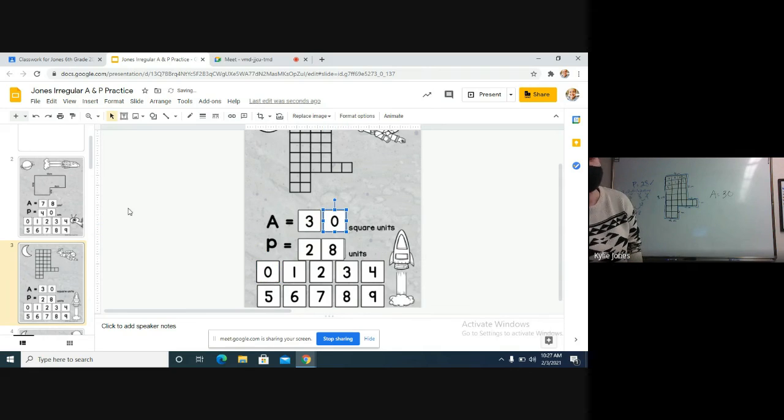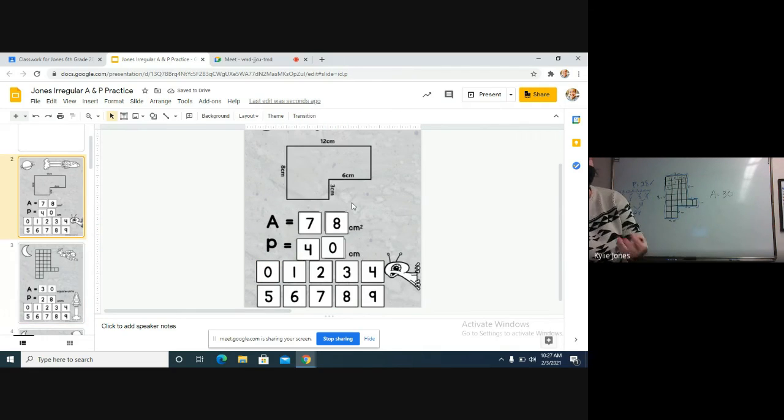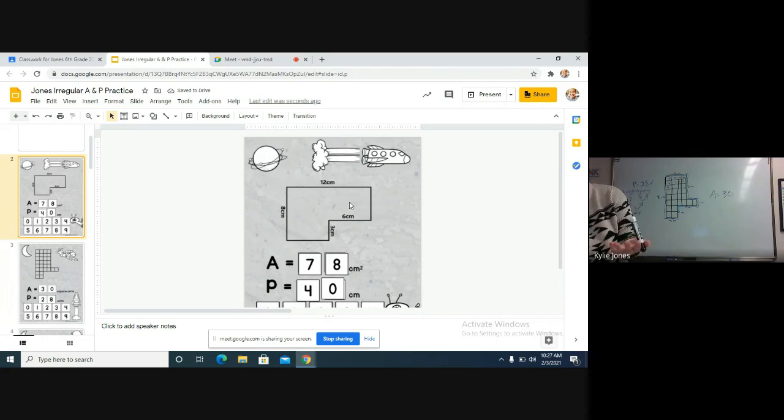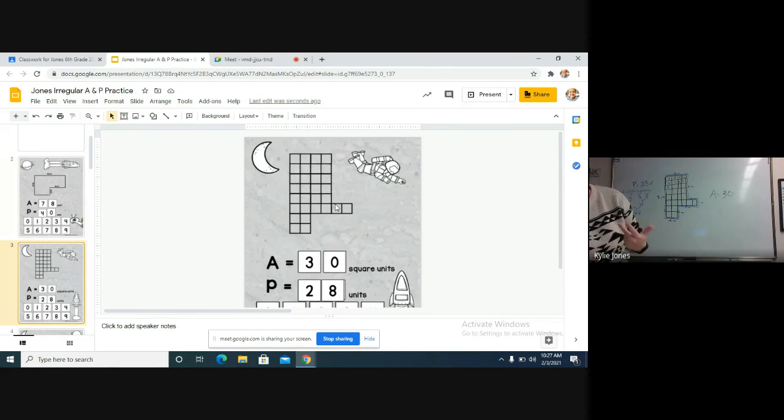Okay, so do these slides make sense, what you need to do? On the ones that look like this, you're going to have to use the method where we find all the different side lengths and then use those to find the perimeter and the area. And then we learned how to count. Yep, and on the slides that have the boxes, you can count.